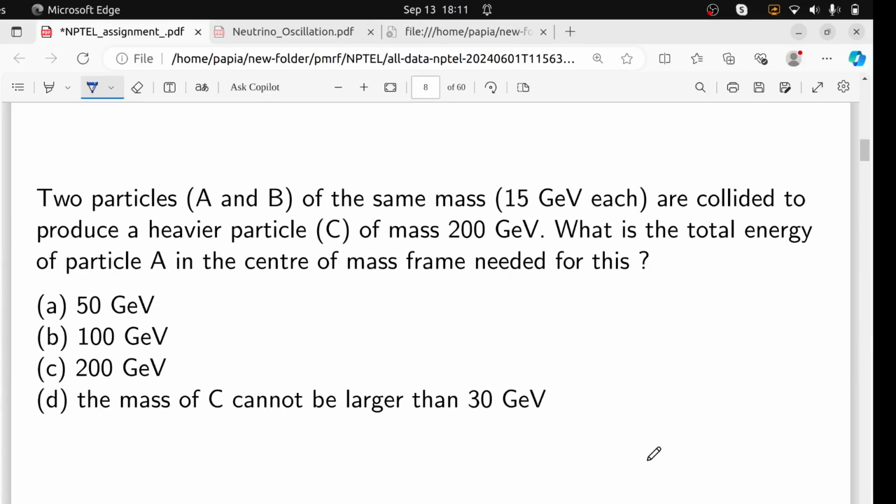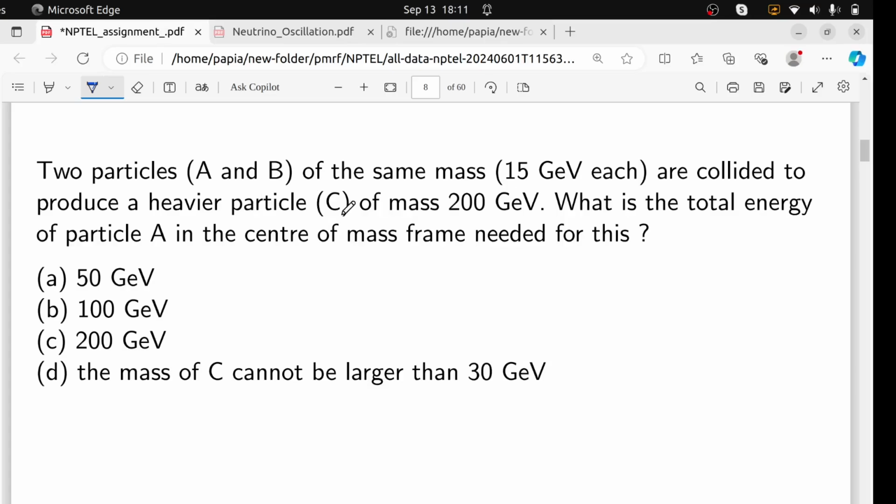Next question. Two particles A and B of the same mass, 15 GeV each, are collided to produce a heavier particle C of mass 200 GeV. What is the total energy of the particle A in the center of mass frame needed for this? And there are 4 options: 50 GeV, 100 GeV, 200 GeV, and the mass of C cannot be larger than 30 GeV.